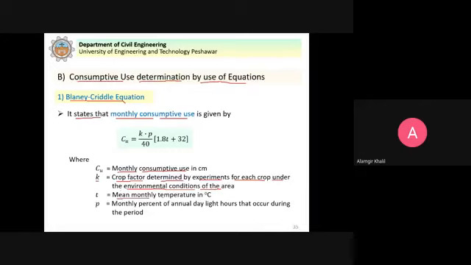T is the mean monthly temperature in degrees Celsius or centigrade. P is the monthly percent of annual daylight hours that occur during the period. So this is the Blaney-Criddle equation: Cu, the monthly consumptive use, is equal to K times P divided by 40, times 1.8 T, where T is the mean monthly temperature, plus 32.